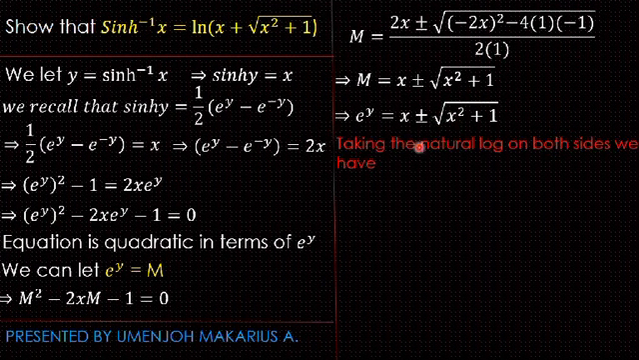Now guys, if we take natural logarithms on both sides, we are simply going to have the natural log of e raised to the power y equals the natural log of x plus or minus the square root of x squared plus 1.